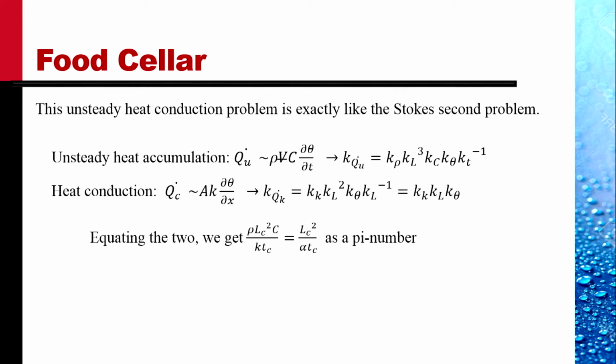We get Lc squared divided by alpha Tc as a pi number. Exactly similar formulation as in the last problem, except that the kinematic viscosity here has been replaced by alpha, the thermal diffusivity, which is K divided by rho C, thermal conductivity divided by density times the specific heat, alpha, the thermal diffusivity of the material.